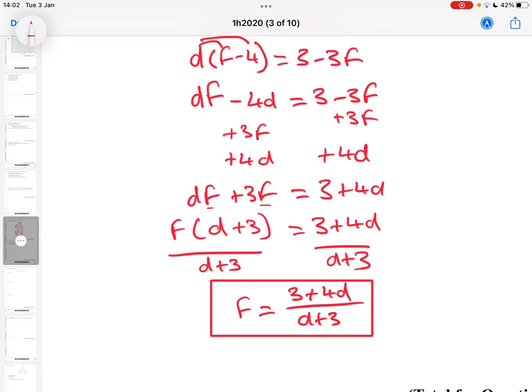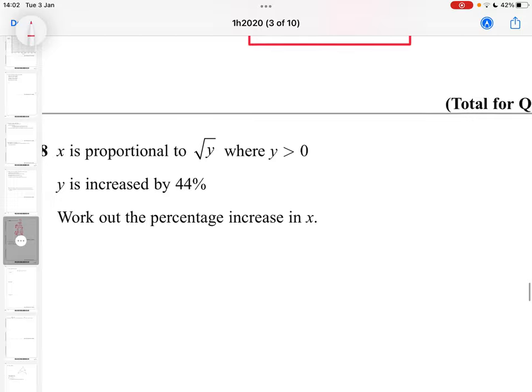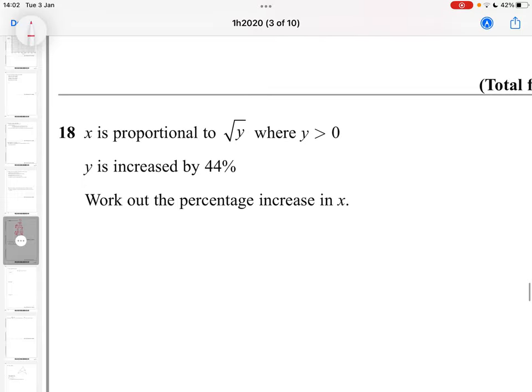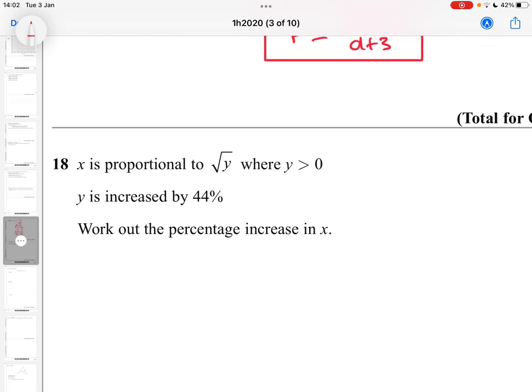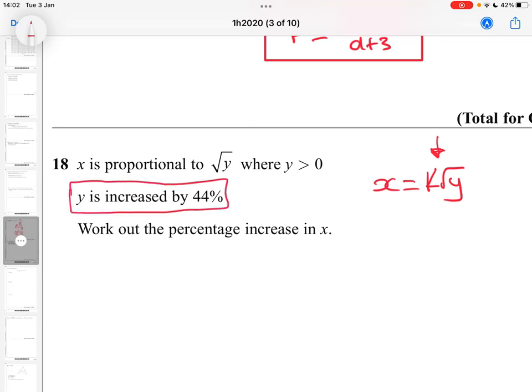Okay, what we're going to do now is the next question, which is a proportional question. This question says X is proportional to the root of Y. Remember, K is what we would usually be trying to find. But this question says Y is greater than 0. If we increase Y by 44%, what would happen to the X value?